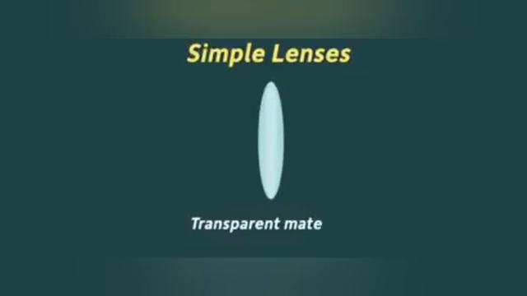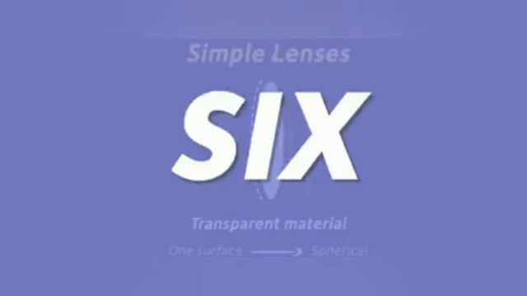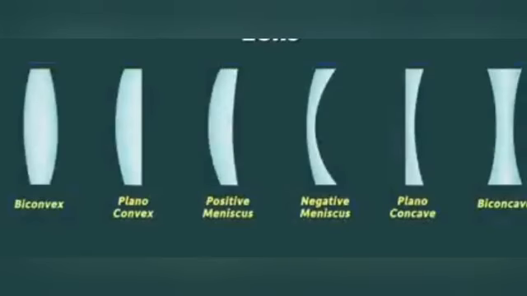What does a simple lens look like? A simple lens is a transparent material which is bounded by two surfaces in which one of them is spherical and the other one can be either spherical or plane. Yes, one of them is definitely spherical and the other one can be spherical or plane. Let me ask you an interesting question now. With this knowledge, how many types of lenses do you think exist? There are 6 types of simple lenses. Yes, 6. And this is what they look like.